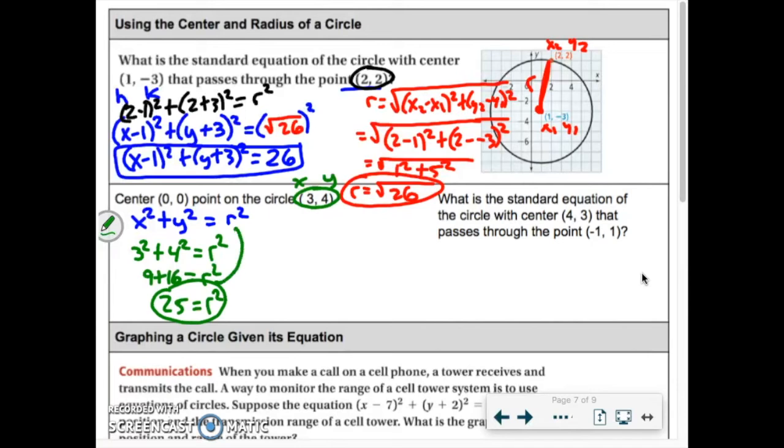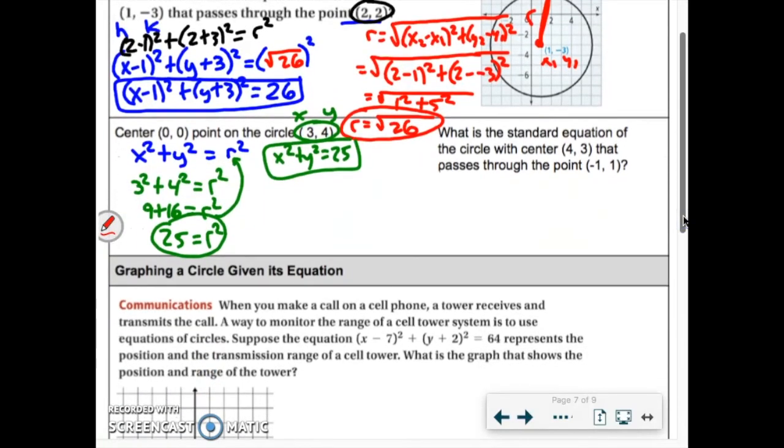If 25 is r squared, we could plug that right back in up here. So x squared plus y squared equals 25. If you don't want to do the distance formula, you could do it that way. You could plug the point directly in there. Okay, let's try that one more time.